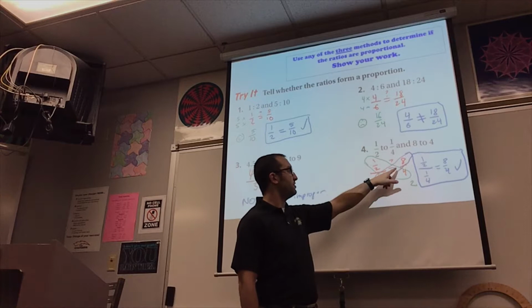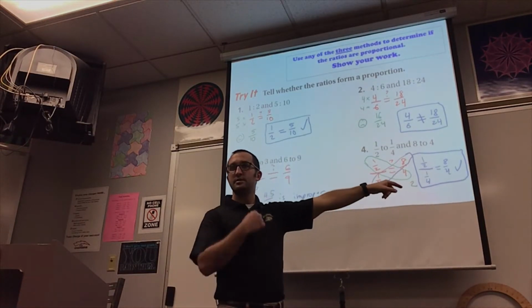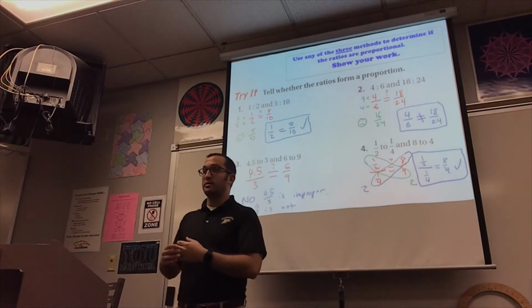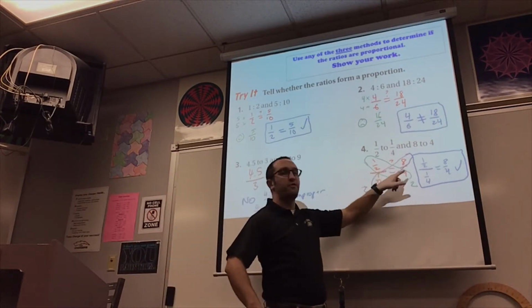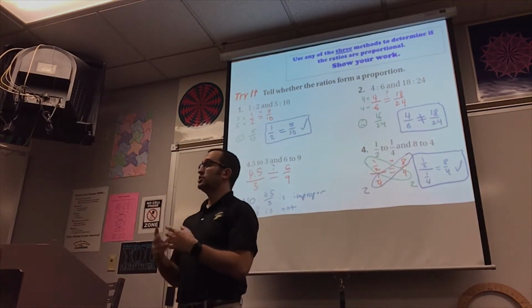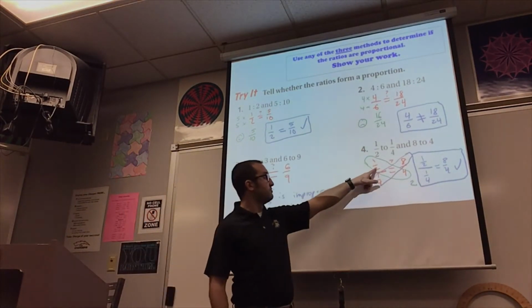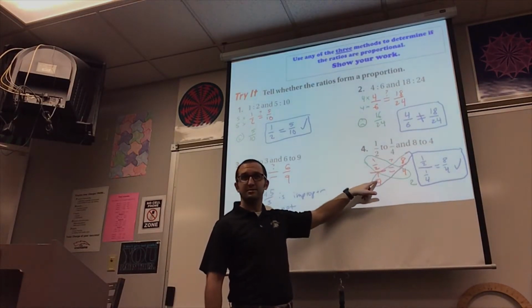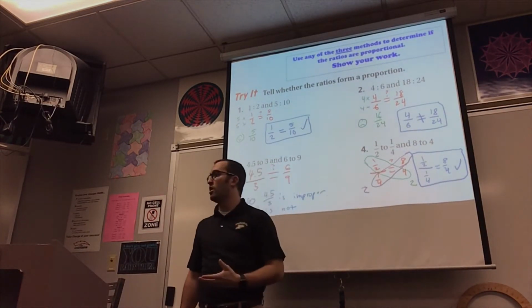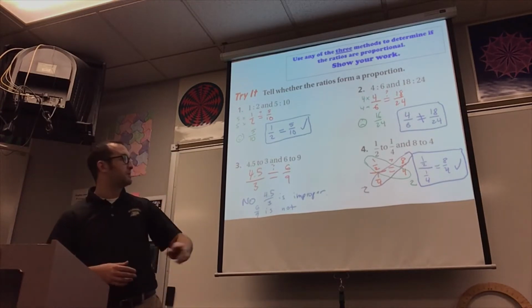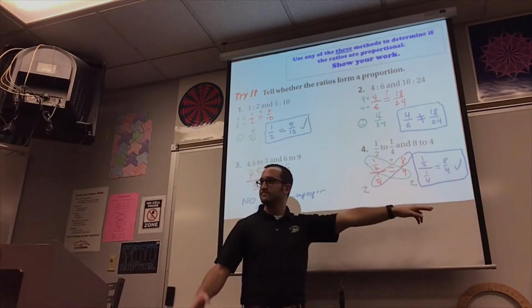1/2 over 1/4, 8 over 4. Now there were multiple ways to do it. I could have simplified 8 over 4 to be what? 2 over 1. And then I could have multiplied this by 4 to make it be 2 over 1. Many ways to compare them. Did anybody do it a different way other than this? Yeah, how'd you do it?